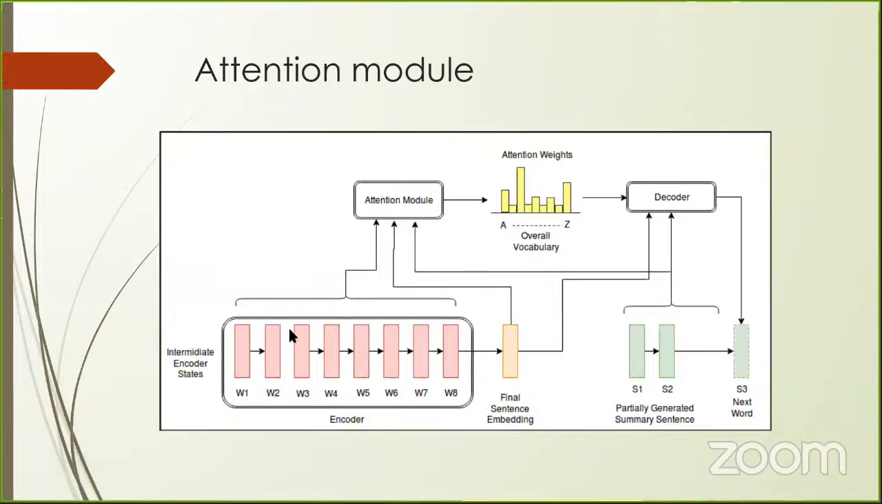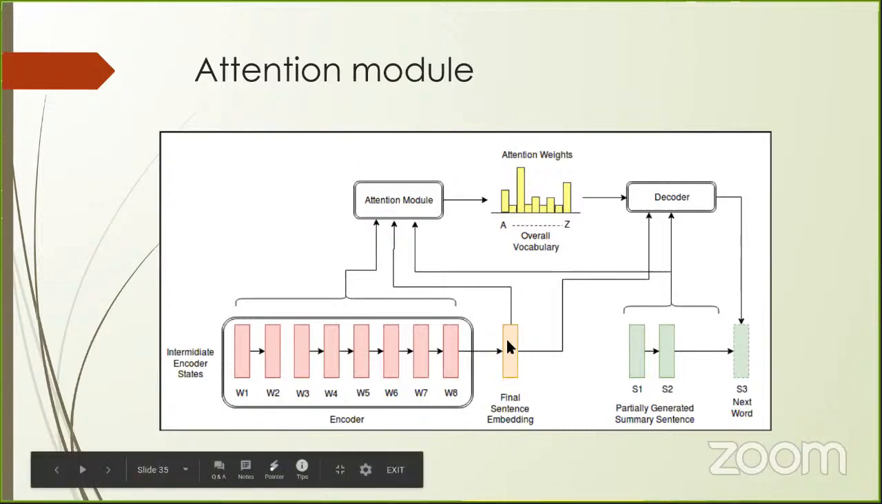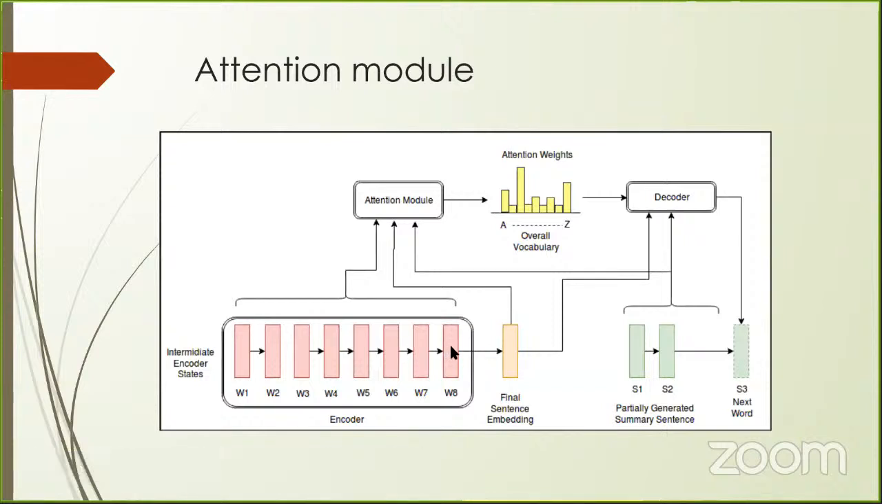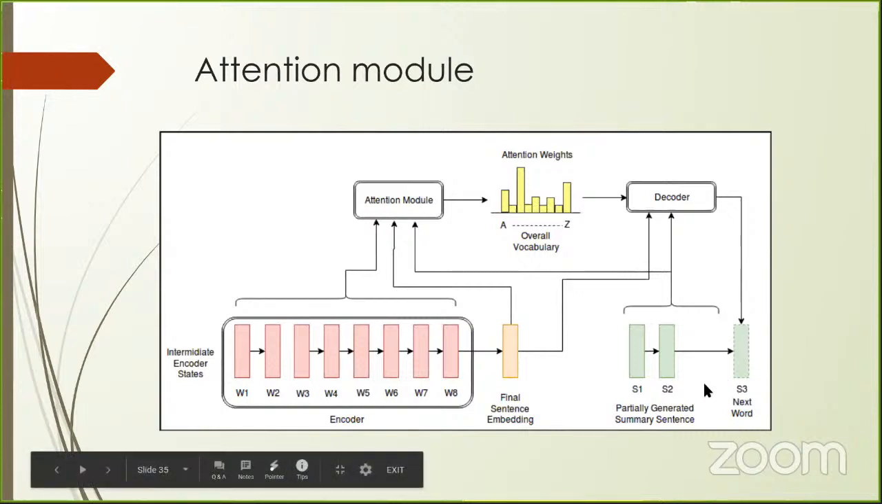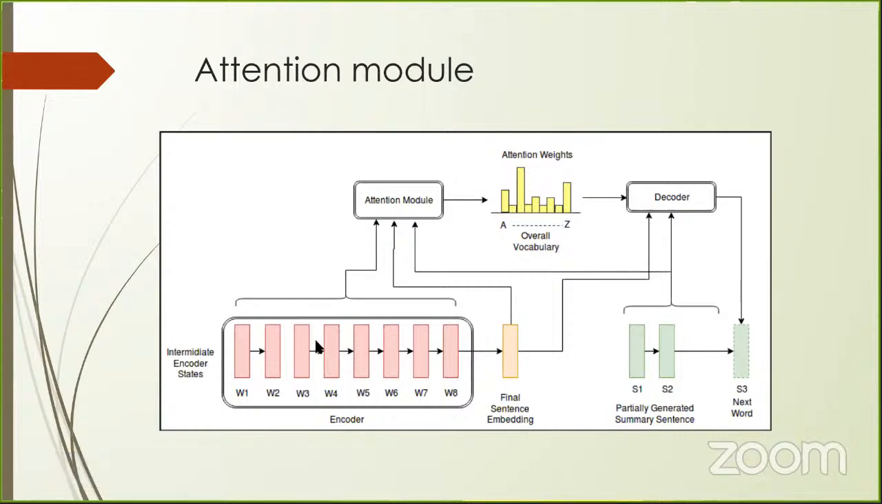So you don't just look at the final sentence encoding. You also look at the intermediate representations of the words and use that to say, okay, while generating this new word S3, I should probably pay attention to W3 and W4. This module defines where you will pay that attention. Okay. But do you see any problem here, any one of you?